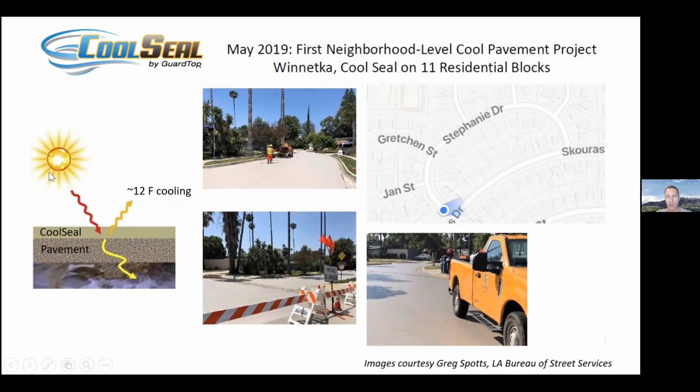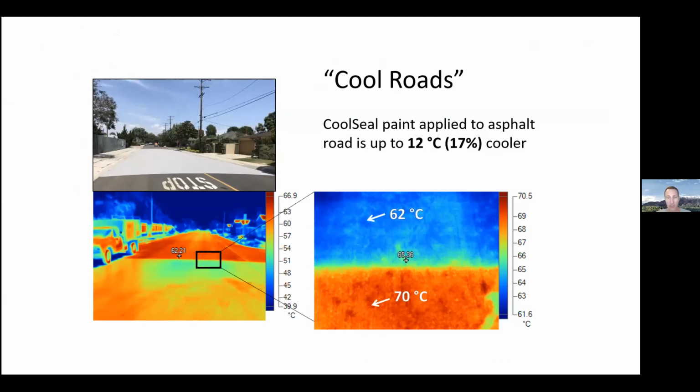And this is an example of Stephanie Drive in the Winnetka neighborhood that they painted basically at neighborhood level, so several streets. And I do have a full list of streets that they have painted in LA if anyone's interested in going and pinpointing some of those streets and seeing if they can see any cooling. But what I did was firstly I went out with a thermal camera and I found about a 12-degree difference between the painted street and the regular asphalt.